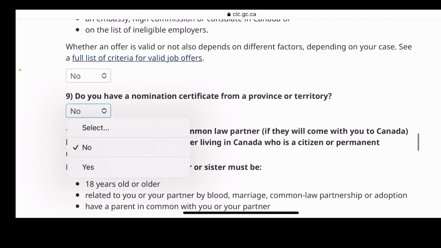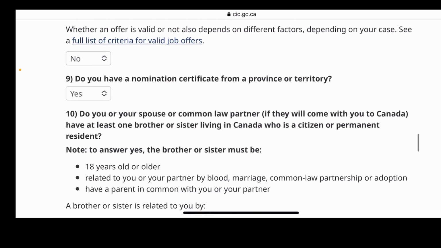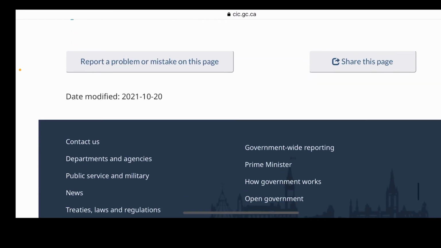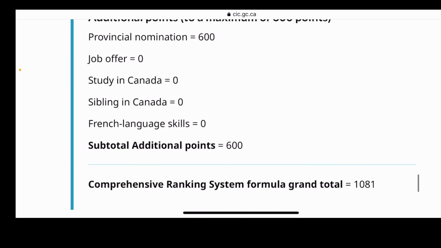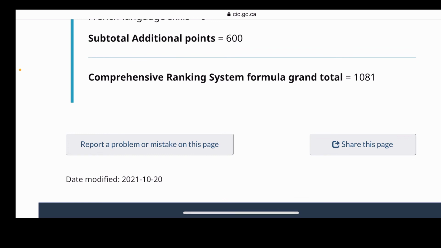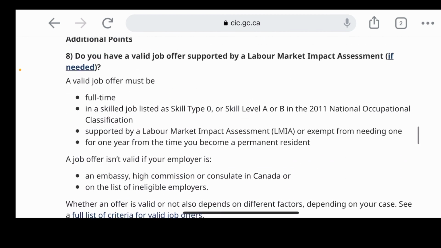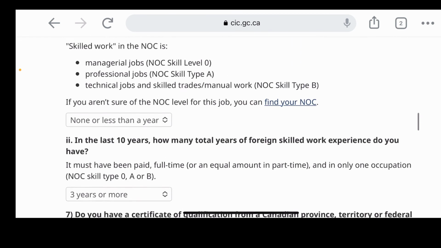Now if we come here to question 9 and we ask, Tola, do you have a nomination certificate from a province? And she says yes. Let us see the effect of that on the scores. Here we can see that Tola's score has increased drastically to 1,081. Regardless of wherever the cutoff mark stands, Tola would definitely always get a chance to get the invitation to apply. So this is how the comprehensive ranking system works for a single person. We'll now go ahead to see what it would look like for a married individual.